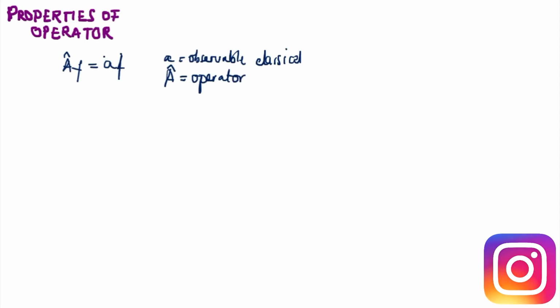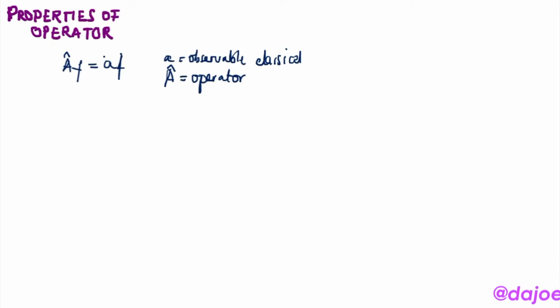And take note that what is happening now is that our operator's goal is to act on this function in order for us to extract an observable that is unique to this particular operator. This is going to be important in later videos, but here we're going to see more into how operators act on a function or functions.